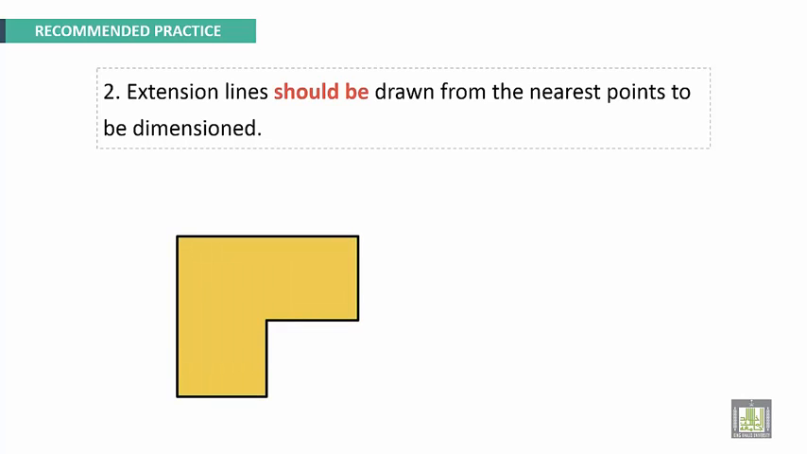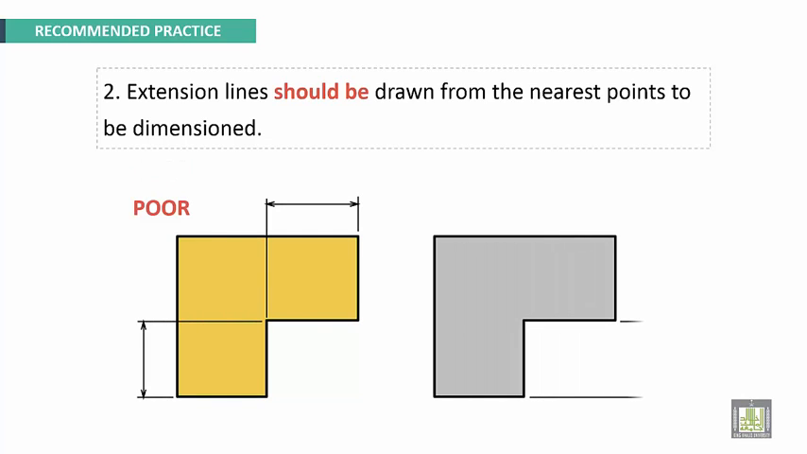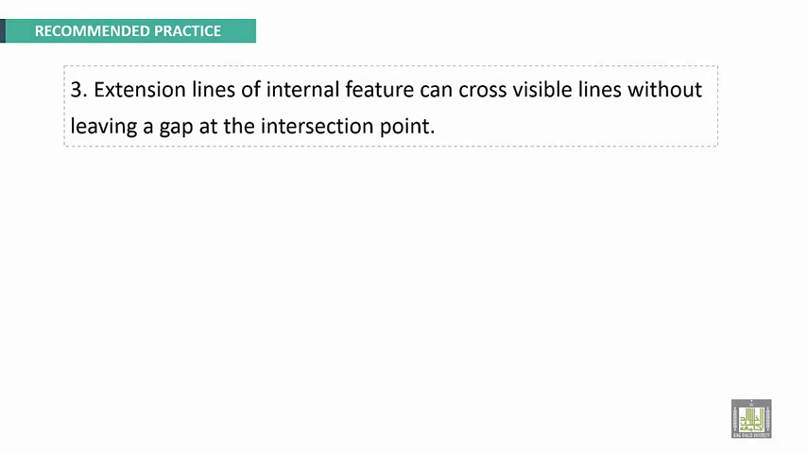Extension lines should be drawn from the nearest points to be dimensioned. For example, this representation is poor. These dimensions should be reversed in sides, here and here. This is good.